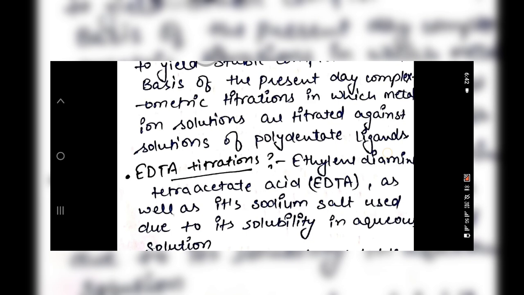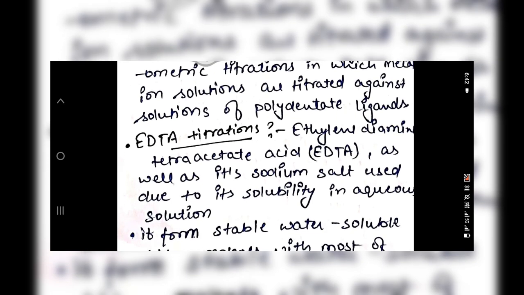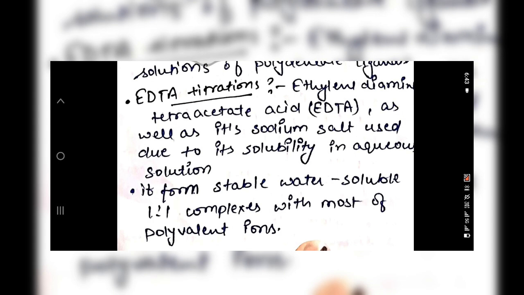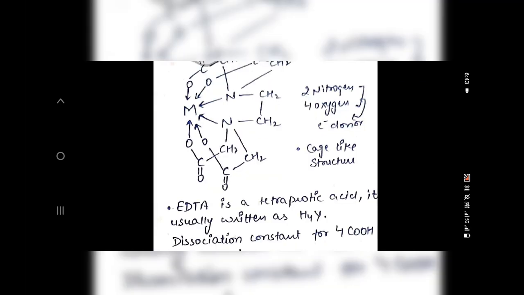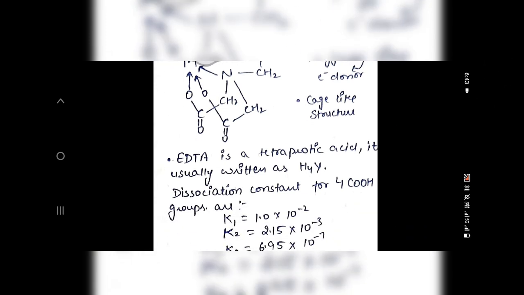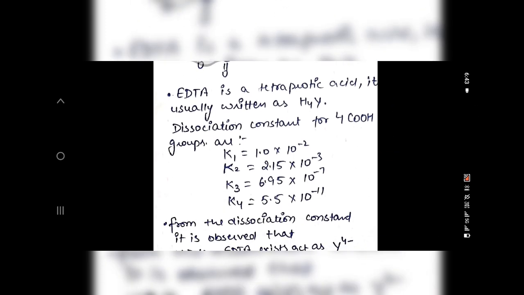EDTA titrations. Ethylene diamine tetraacetic acid, that is EDTA, as well as its sodium salt, is used due to its solubility in the aqueous solution. It forms stable water soluble 1:1 ratio complexes with most of the polyvalent ions. EDTA has a cage-like structure and it has 6 donor sites, 2 are nitrogen and 4 are oxygen. EDTA is a tetraprotic acid and it is usually written as H4Y.